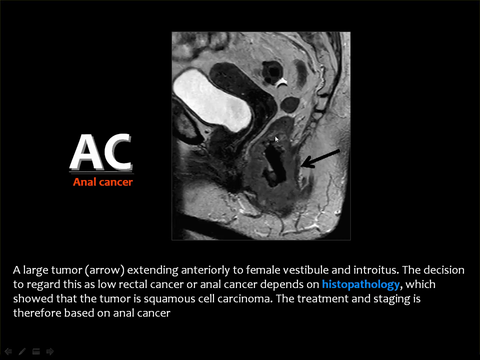Then this is a problem where you can see that there is a malignant lesion involving the anal canal and the distal rectum. And the question is: is this a rectal tumor that has invaded the anal canal or an anal tumor that has invaded the rectum? And according to the literature, this will depend on the histopathology. If the tumor is a squamous cell, it is considered of anal origin. If the tumor is adenocarcinoma, it will be considered as of rectal origin.